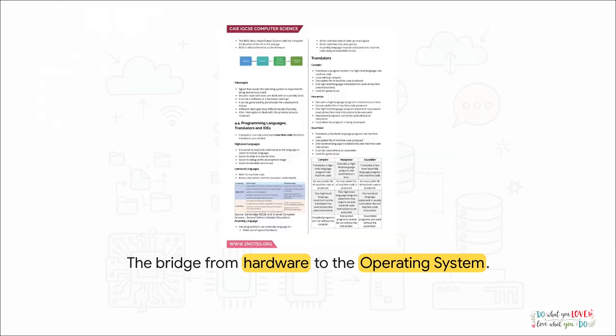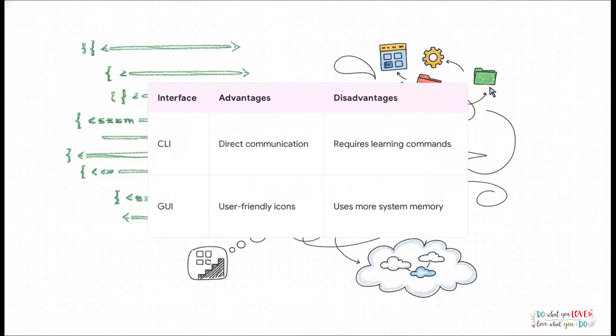Now, once it's up and running, the OS has to give you a way to interact with it, an interface. We essentially have 2 main flavors here. A command line interface, or CLI, gives you direct, highly efficient, low-memory communication. The catch?